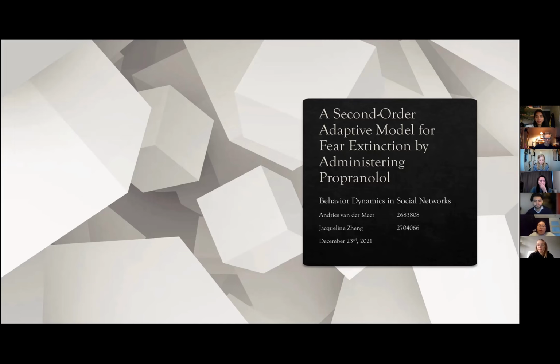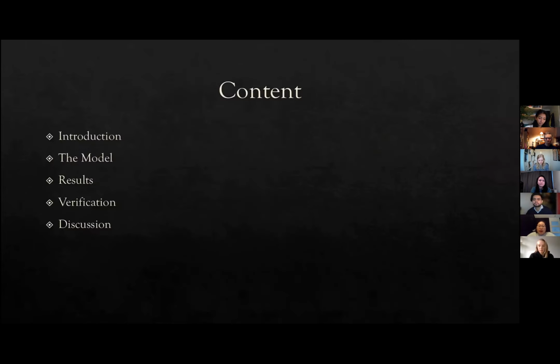We made a model about fear extinction that is done by the use of propranolol. We wanted to start today with a short introduction: what is fear and how it entails. Then we move on to the model. We will discuss some results, the verification of it, and we start a small discussion.